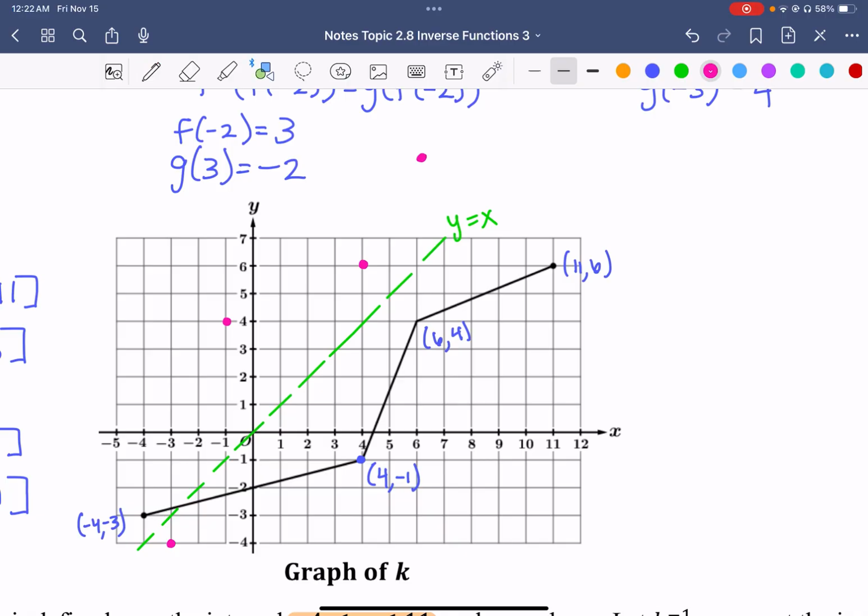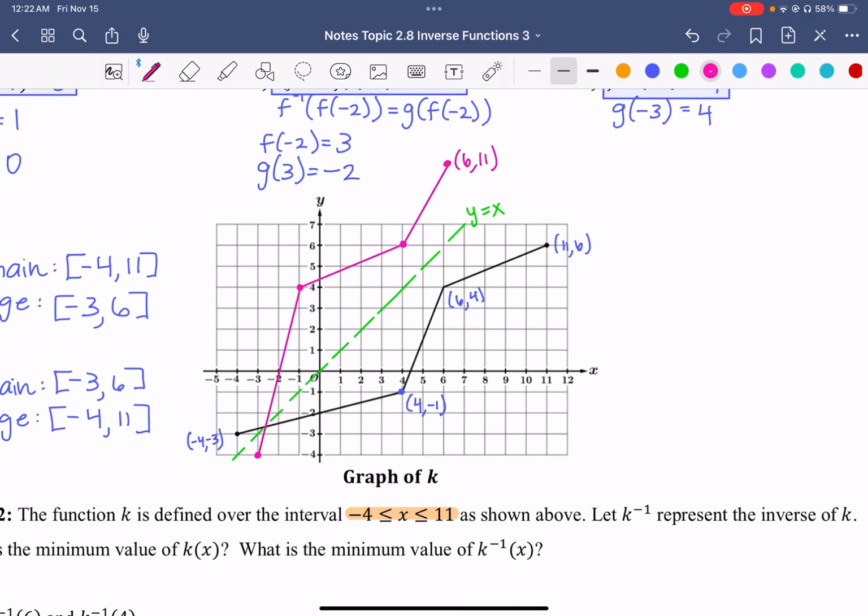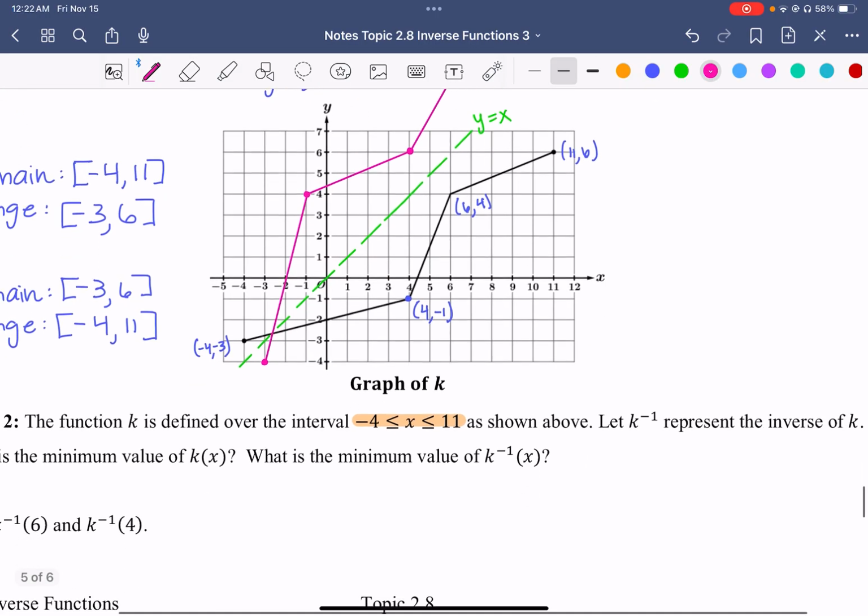Okay, now we can connect these points. This will go up like this. This one connects here, and then this one goes all the way up, where again this point was the 6, 11. Okay. All right, so there we have the graph.